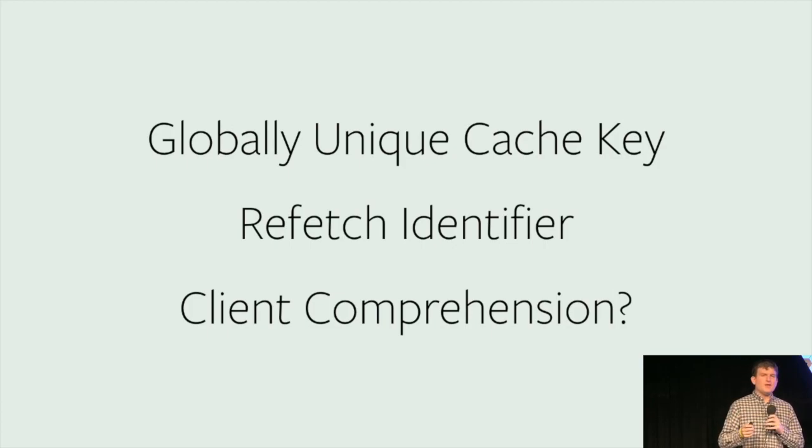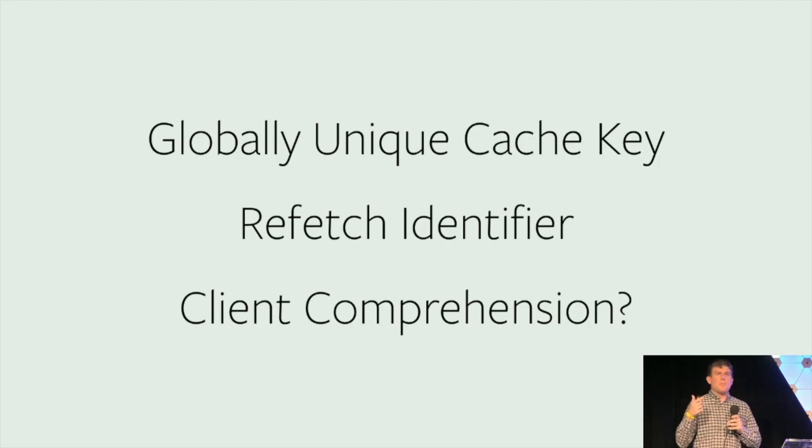Well, they certainly don't need to do it for a global unique cache key. You don't need to know what that key is. It's a string used as the key. For the refetch identifier, you need to know even less. It's just an opaque token that we've passed to you and you can pass back up to us. And I would argue that the client comprehension part can actually be really harmful.